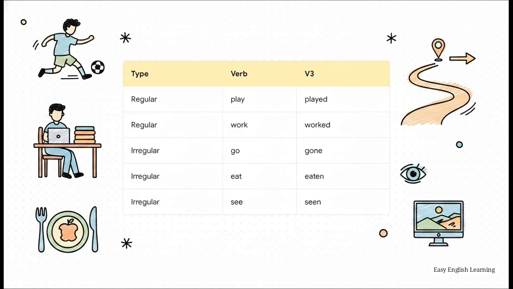Now you might be wondering, what exactly is the past participle, or V3? It's simply the third conjugation of the verb. For your everyday regular verbs, we just tack an ed onto the end. Play becomes played, and remains played for V3. Work becomes worked and worked. But our irregular verbs, they are the wild cards that change completely. Go becomes went, and then gone. Eat becomes ate, and then eaten. See becomes saw, and then seen.